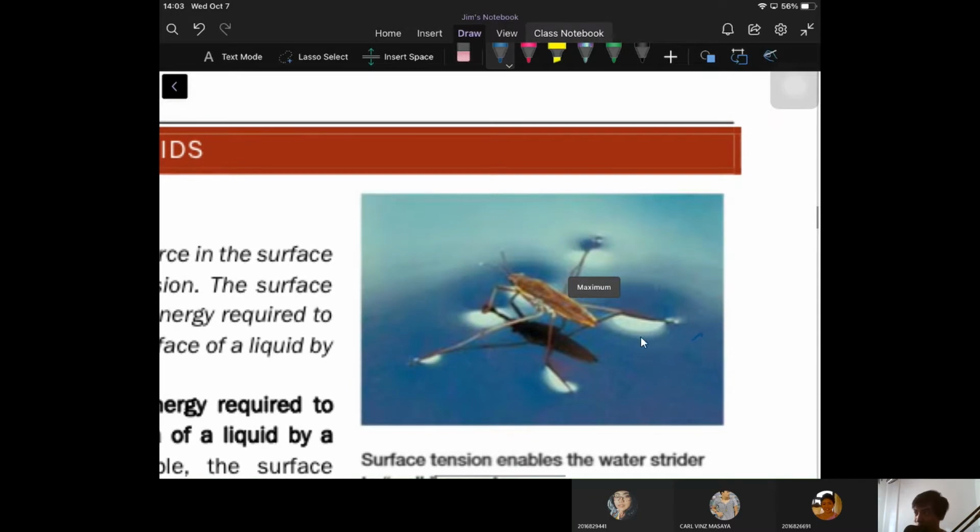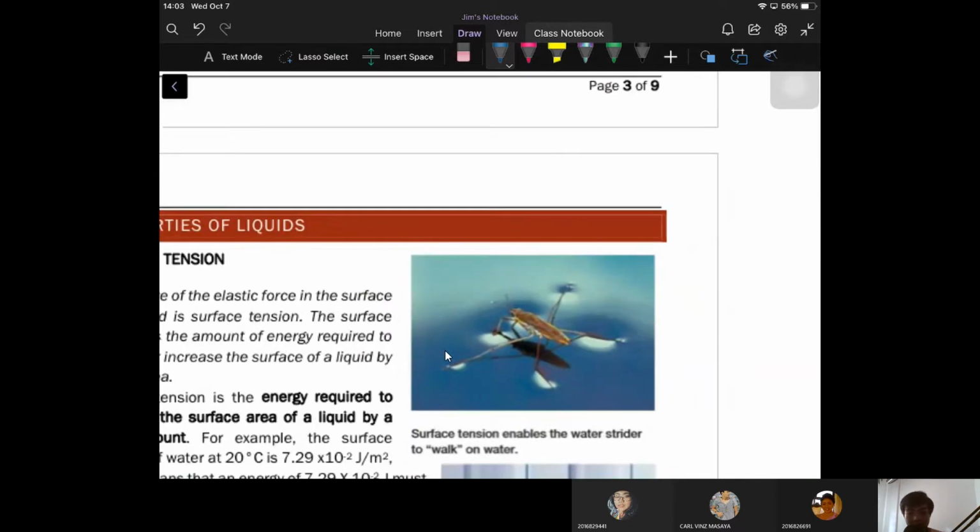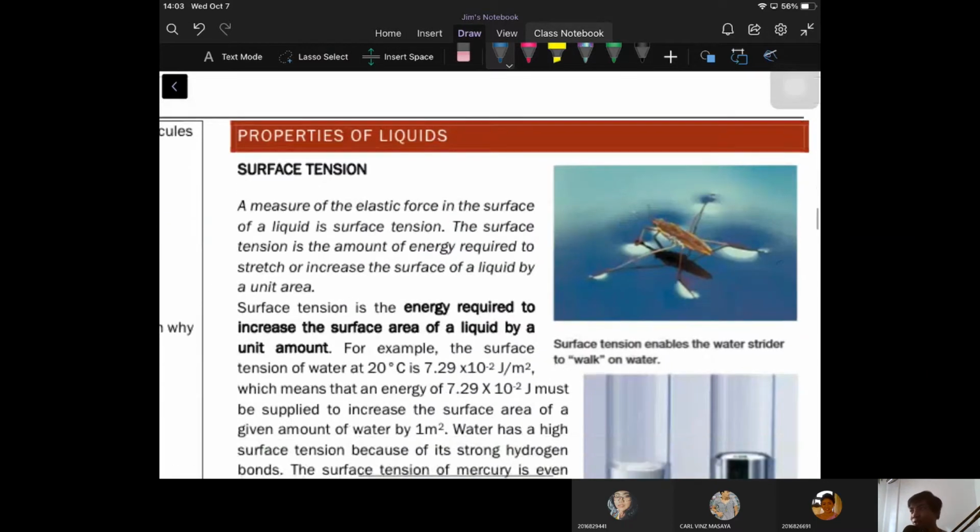It walks on the water. No? Parang Jesus Christ lang. Pero mapapansin nyo, sa paa niya, yung liquid ay nagko-curve. Mapapansin nyo, may curvature ng liquid, no? Ang tanong, bakit? Ang sagot doon ay surface tension.